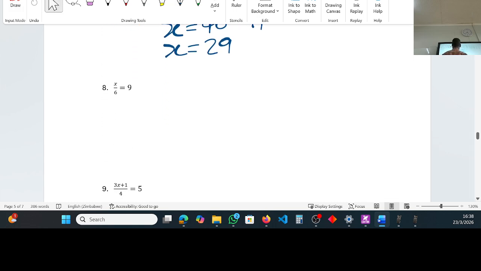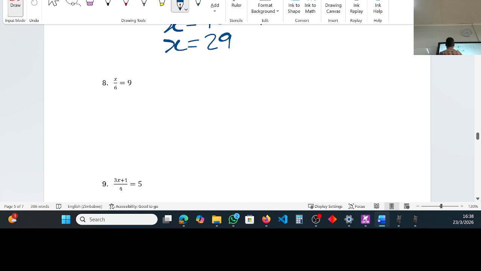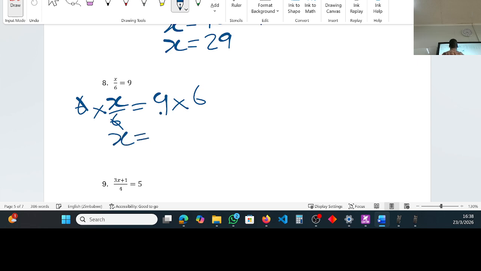We are now on the eighth problem where we are saying x over 6 gives us 9. So to get rid of the 6 on the denominator, I'll rewrite it as x over 6 equals 9. We have to multiply both sides by what's on the denominator so that numerator and denominator will cancel. Therefore, our x will be equal to 9 times 6, which is actually 54.